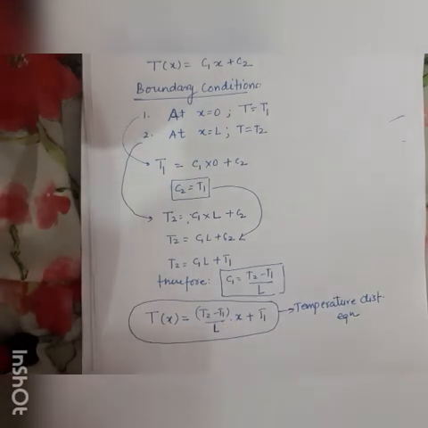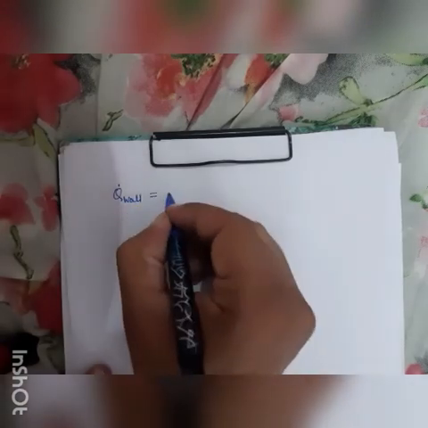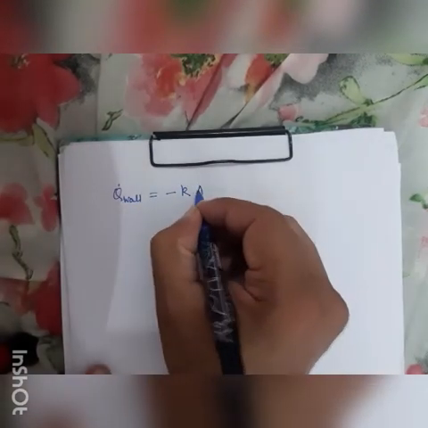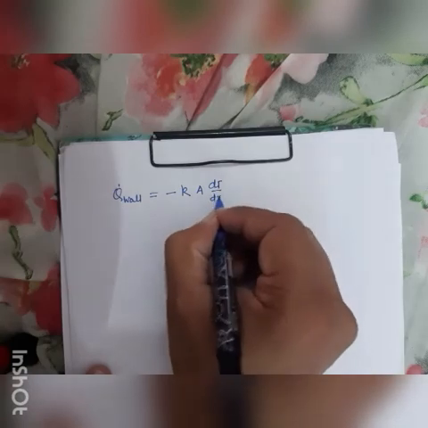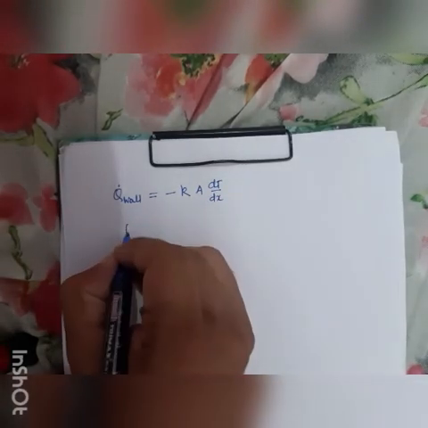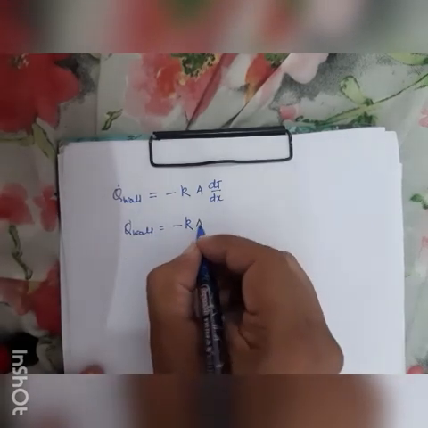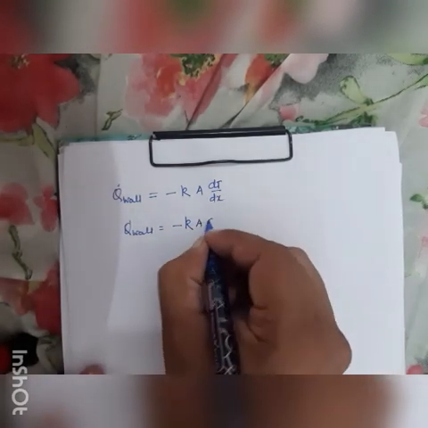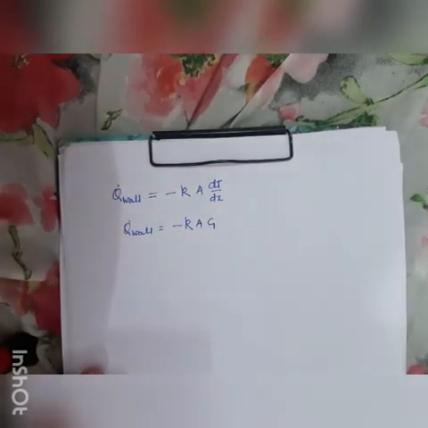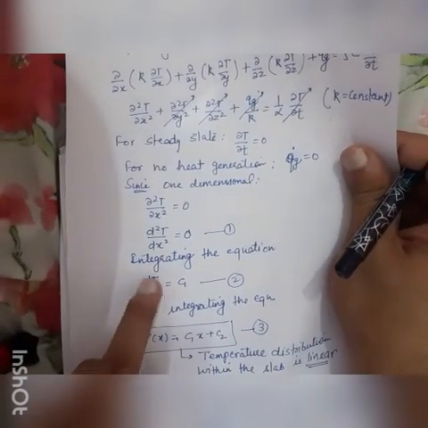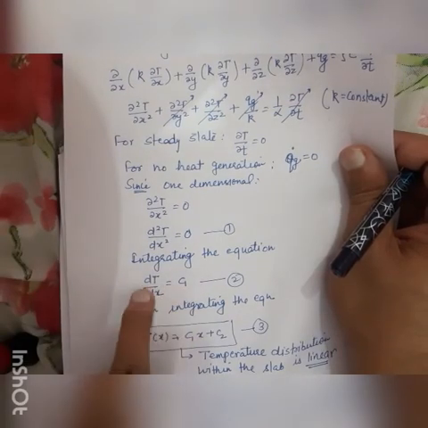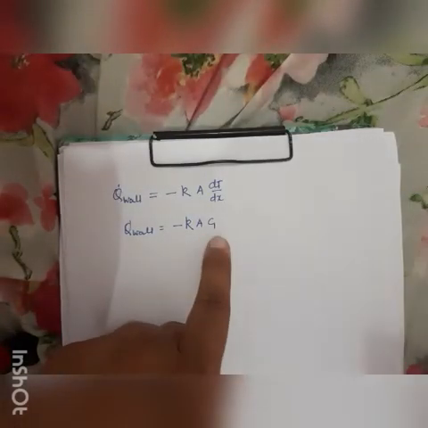Good. Now we will derive the expression for rate of heat transfer. This is very easy. The rate of heat transfer through this slab or wall, Q wall, can be written as minus K A dT upon dx. What is the value of dT upon dx? Please note, in the beginning of the derivation, we understood that dT upon dx is equal to C1.